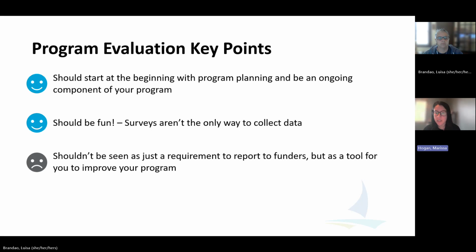And also it shouldn't be seen as just a requirement to report to funders, but it should be seen as a tool for you to continuously improve your program and to show the great work that you're doing and to tell the story of your program. So don't think of it as just another thing that you have to do to report to your funders, another requirement, but to showcase the great work that you're doing and to tell your story.